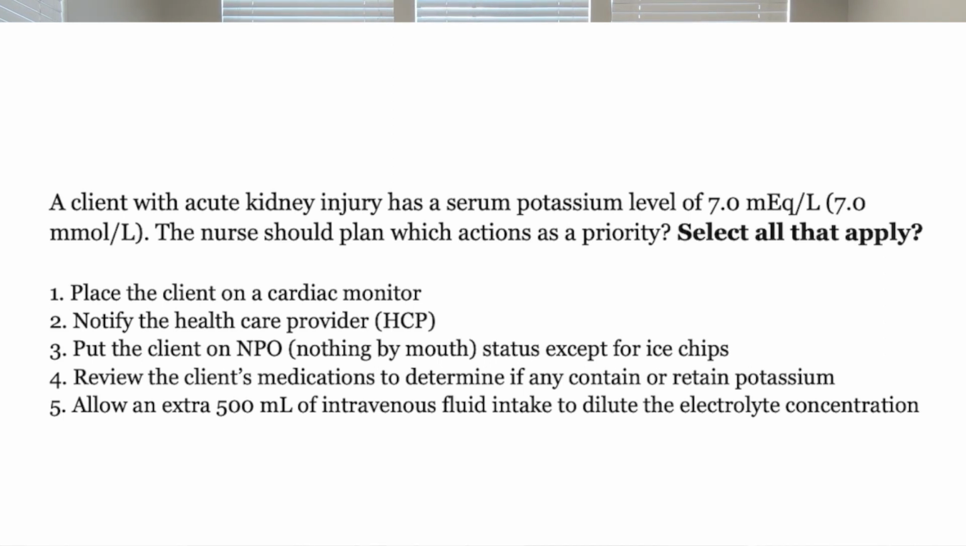A client with acute kidney injury has a serum potassium level of 7.0. The nurse should plan which actions as a priority. Select all that apply. 1, place the client on a cardiac monitor. 2, notify the healthcare provider. 3, put the client on NPO status except for ice chips. 4, review the client's medications to determine if any contain or retain potassium.